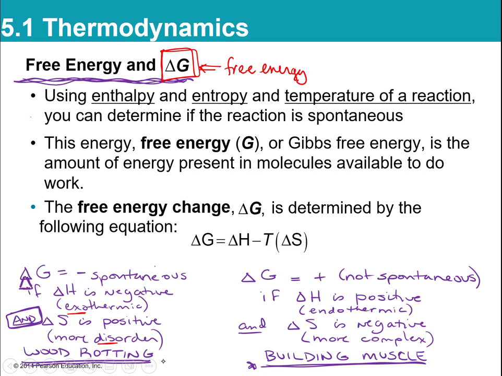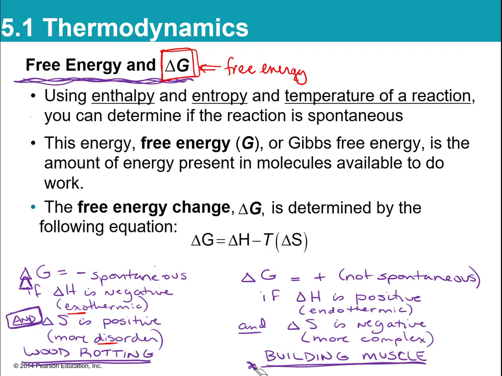Endothermic reactions that create more order are never spontaneous because you've got to put heat in and you're making things more ordered. So a simple example, like I said, the wood rotting, composting. People that compost put table scraps along with leaves and grass clippings and flip it. That compost gets really hot, really warm. It's exothermic. Things are breaking down, that's more disordered. So you don't really have to do anything to make it happen, you just have to mix the stuff together. So the reaction is spontaneous.